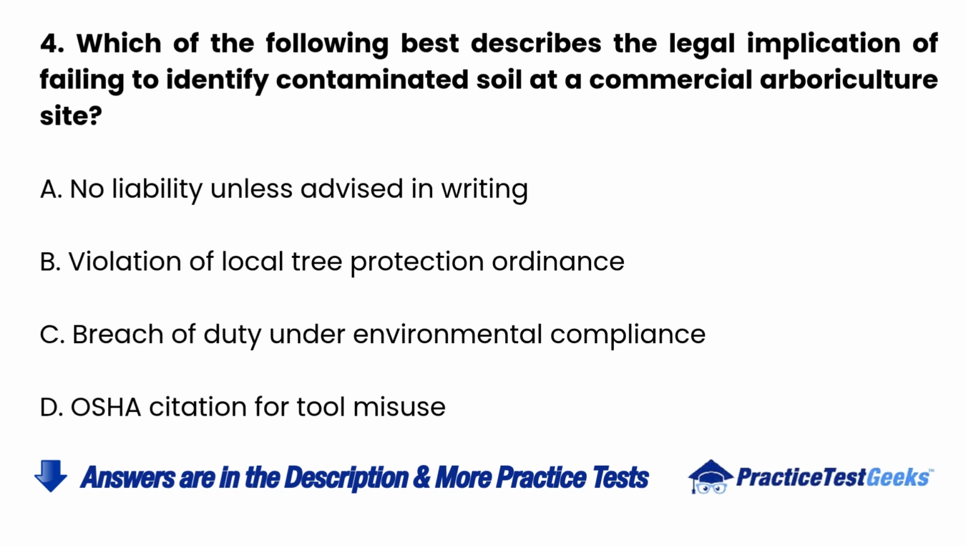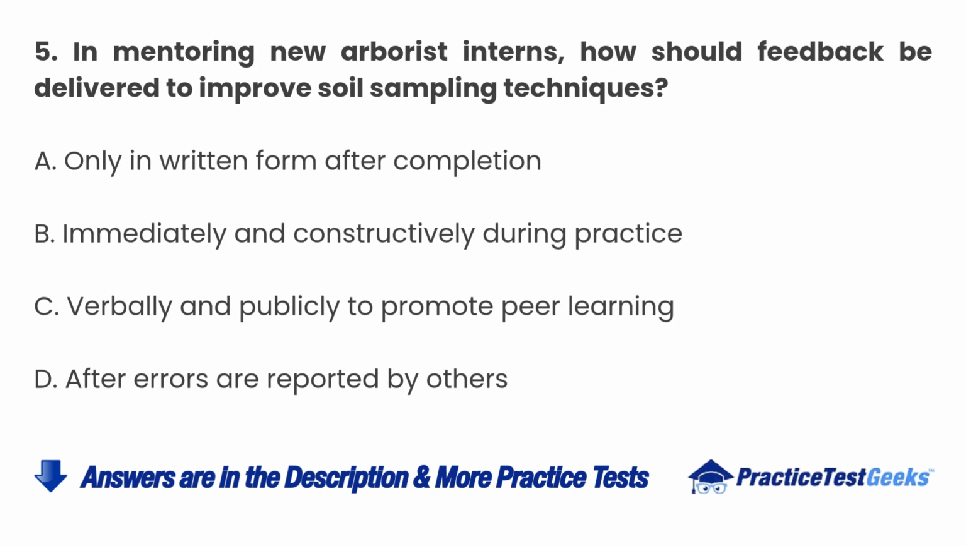4. Which of the following best describes the legal implication of failing to identify contaminated soil at a commercial arboriculture site? A. No liability unless advised in writing. B. Violation of local tree protection ordinance. C. Breach of duty under environmental compliance. D. OSHA citation for tool misuse.